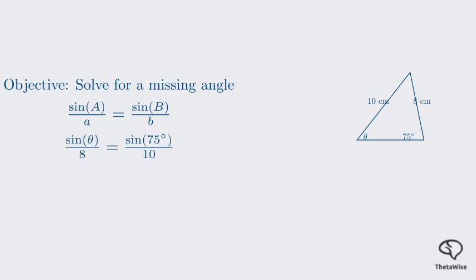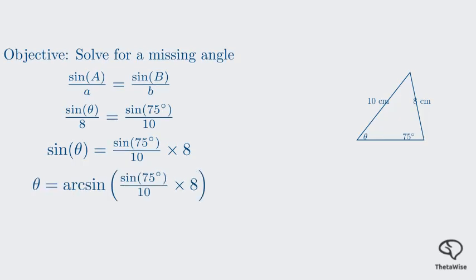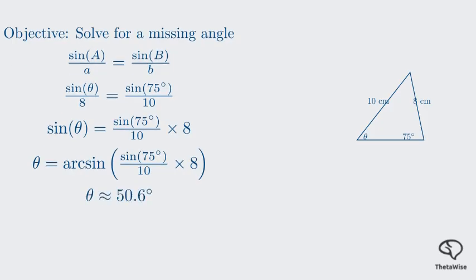Plugging in our numbers, we get sine theta over 8 equals sine 75 over 10. First, we multiply by 8 to get sine theta by itself. Now, to find the actual angle, we must take the inverse sine of the result. Typing this into the calculator gives us approximately 50.6 degrees. Always remember to use the shift or second button on your calculator to access that inverse sine function when looking for angles.